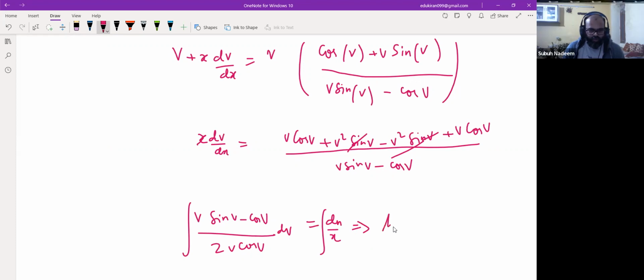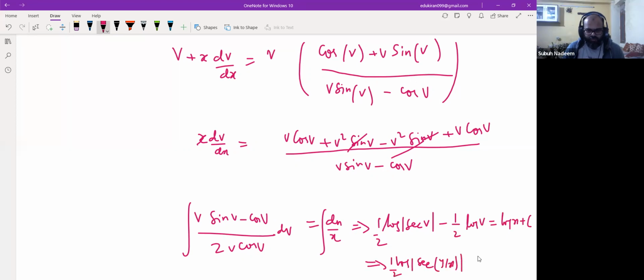So tan v is log of sec v. So half minus 1 by 2 log v is equal to log x plus c. Fine. So when you put log of sec y by x, here you can't do anything. This is inside sec into half. Here when you put minus half log y and plus half log x, that will cancel. No, that will not cancel. That will become half log x here plus c.